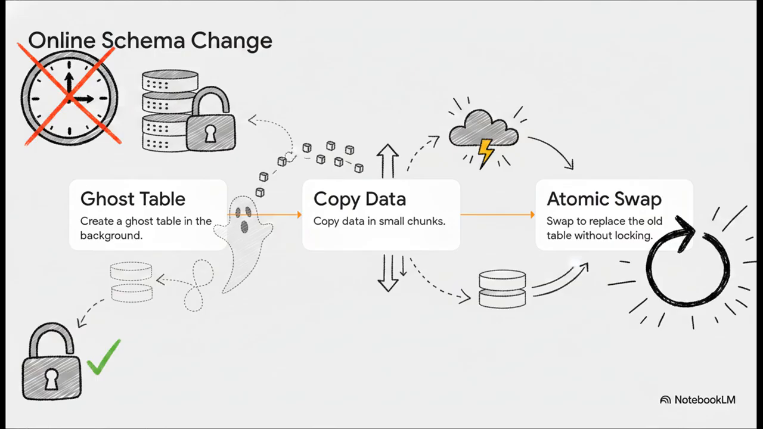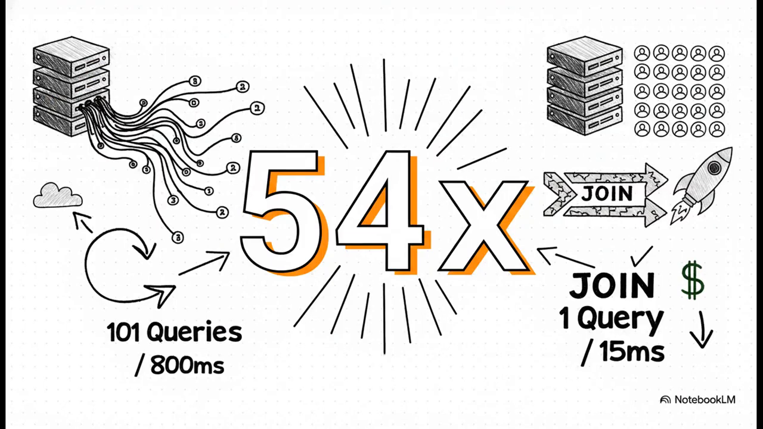These tools are brilliant because they execute 3 steps totally invisibly. First, they create a ghost table. Then they copy the data over in small chunks in the background so they don't overwhelm the main database. And finally, they perform a lightning-fast atomic swap to replace the old table. Boom, 0 downtime. Now, beyond migrations, your query structure is another massive trap.